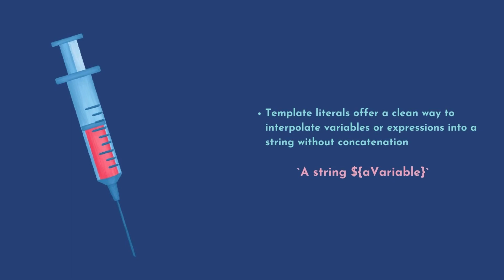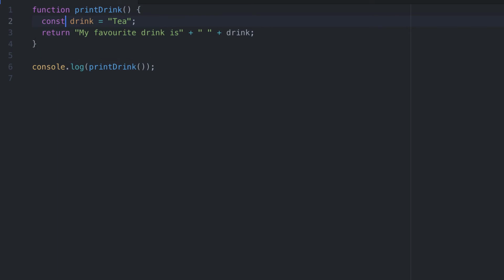Let's look at the prior example again, but this time using a template literal. We'll change the variable to use const. Then we'll delete everything but the first string. We'll change this to use backticks. Lastly, we'll interpolate in the drink variable. So we use the $ sign and curly braces, and inside the curly braces, we place the drink variable.